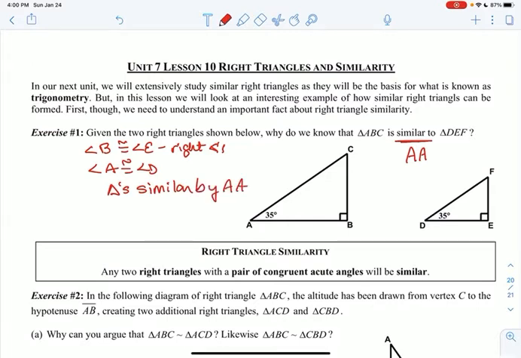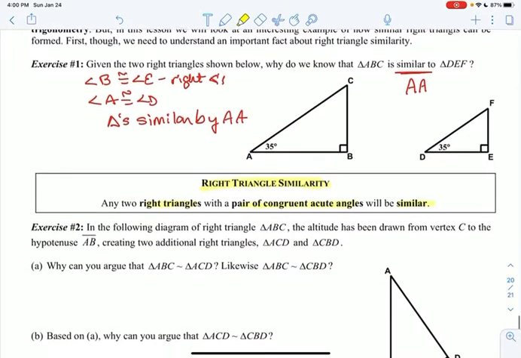Okay, so basically, anytime you have two right triangles, you just need one more angle to be congruent in order for them to be similar, because the right angles are going to count as one of those angles. So any two right triangles with a pair of congruent acute angles will be similar to each other. And I think that makes sense.